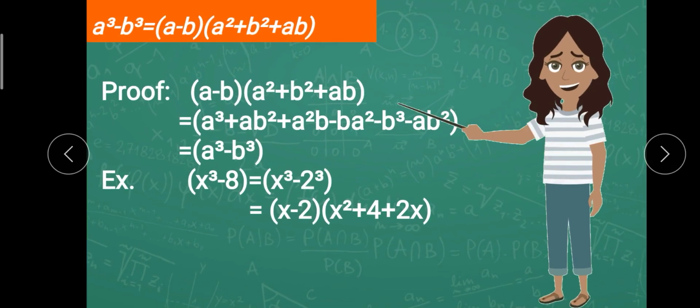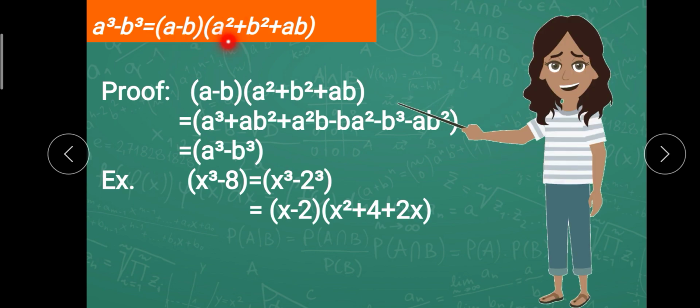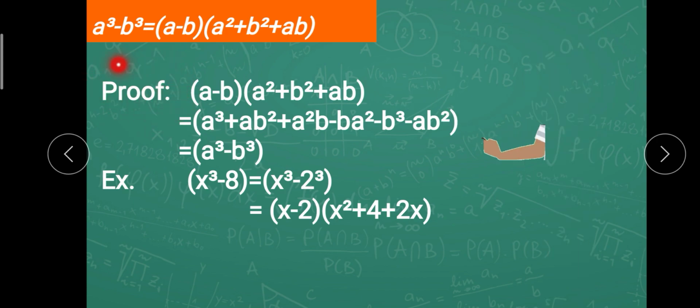Now move to the last identity. Again, this is also most important. So a cube minus b cube. So a cube minus b cube is written as a minus b times a square plus b square plus ab. So now let us see the proof. Again, we will make the right hand side equals to left hand side.